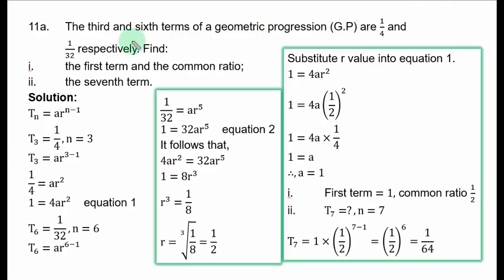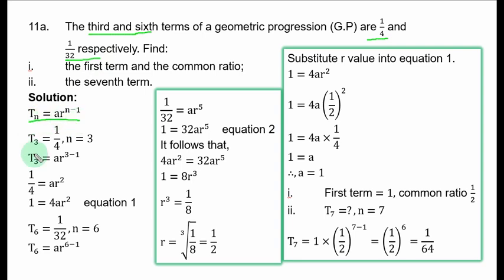Question 11a. The third and sixth terms of a geometric progression are 1/4 and 1/32 respectively. Find Roman figure 1, the first term and the common ratio. Roman figure 2, the seventh term of the geometric progression. This question centers around the nth term formula of a GP, and this is the formula.